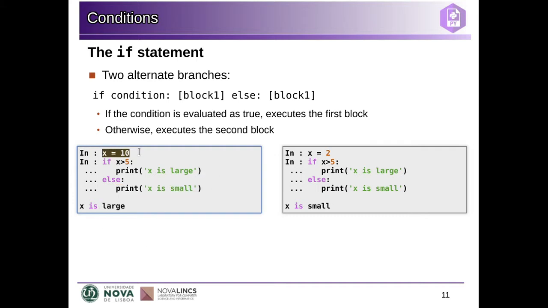If we have x equal 10 in this case, then it's larger than 5, so it's going to print x is large. If x is 2, it's not larger than 5, so it's going to print x is small. One of these branches will be executed, and only one, because once execution enters one of the branches, it will ignore the other.